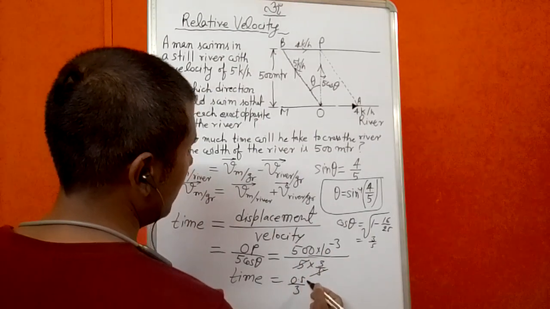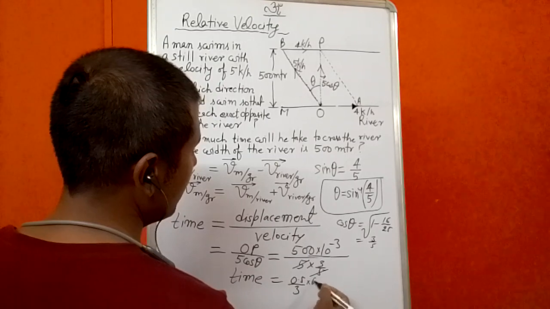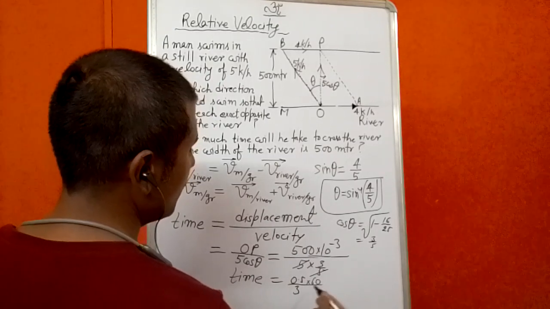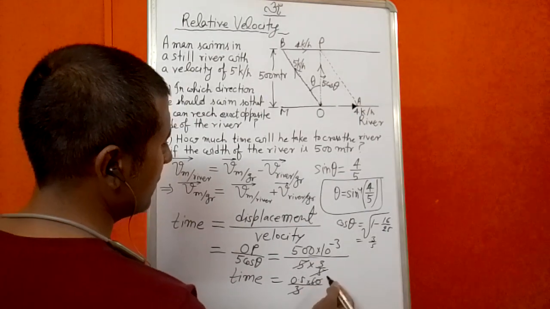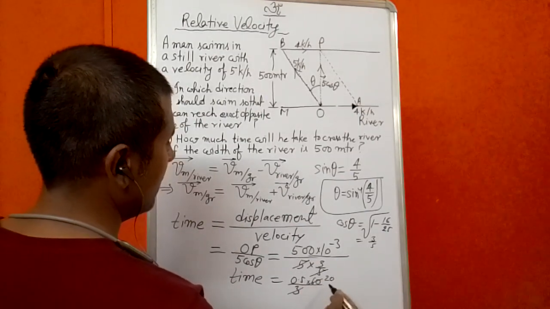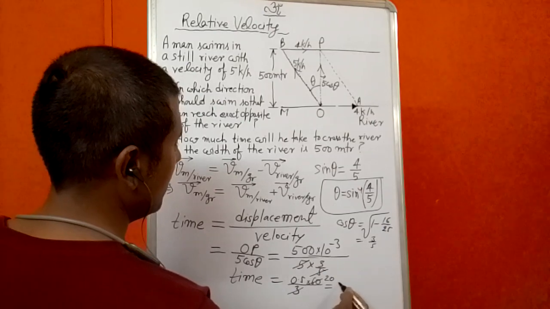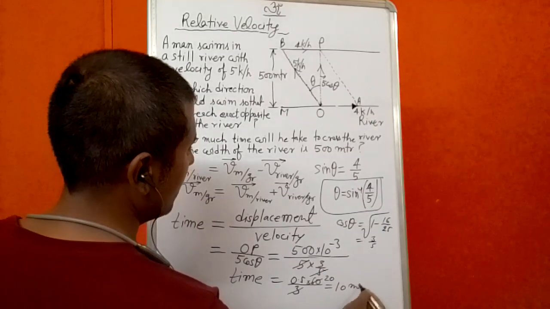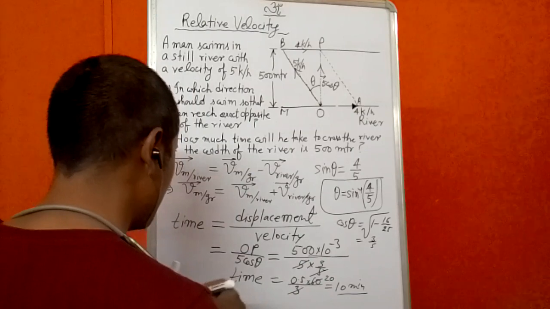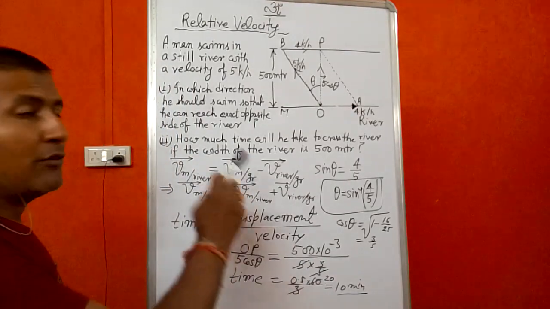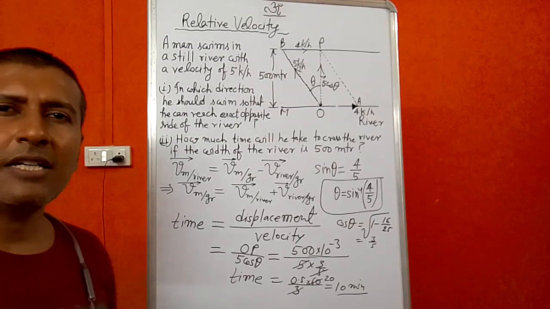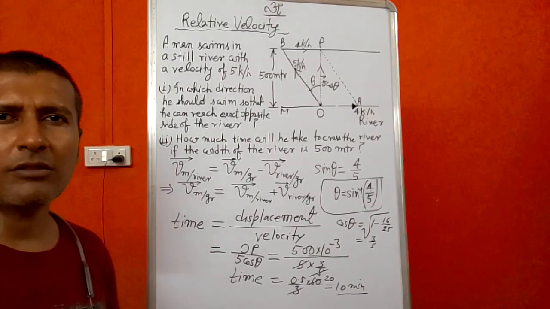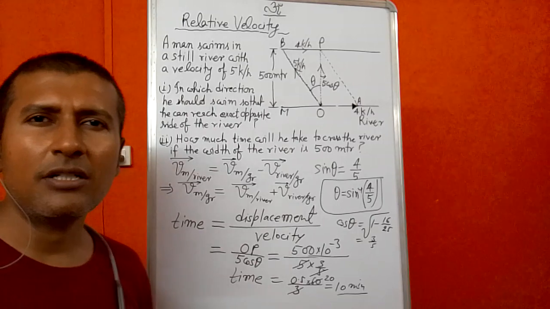Means finally you multiply it with 60. This was in hours, you have converted it, you can convert it into minutes, which is 10. So within 10 minutes, that man can cross the river and reach exactly the opposite side of the river from where he started.